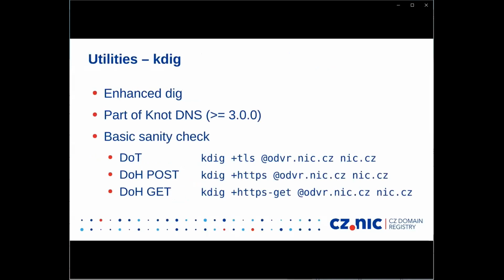So once you deploy the service, what utilities and tools can you use to do some checks and benchmark testing? One of these is kdig. It is very similar to the dig tool. It comes with Knot DNS, and it can be very useful for some basic sanity checks. You can just do a single query over the selected protocol, whether it's DoT or DoH, for both the POST and GET methods. You fire off a single query, and you basically see the results.